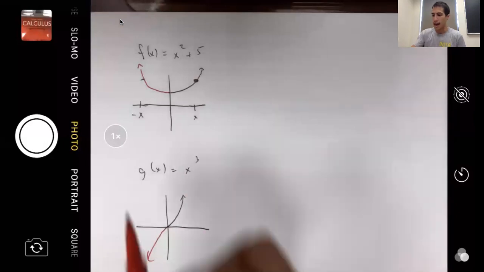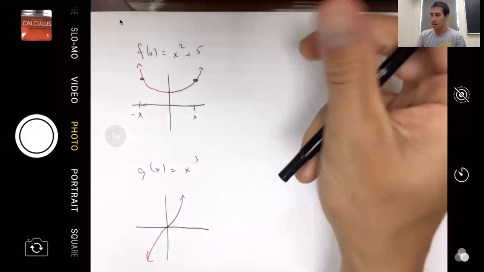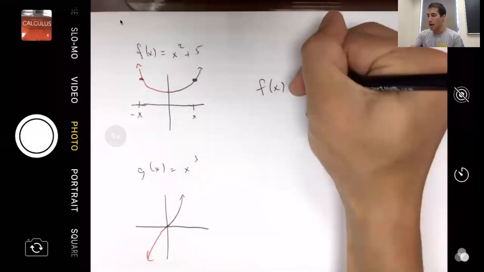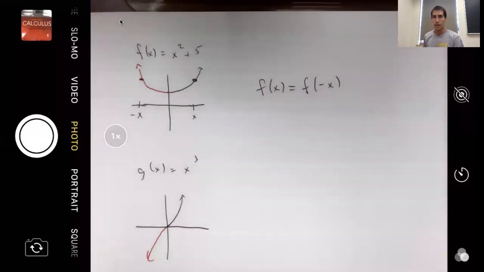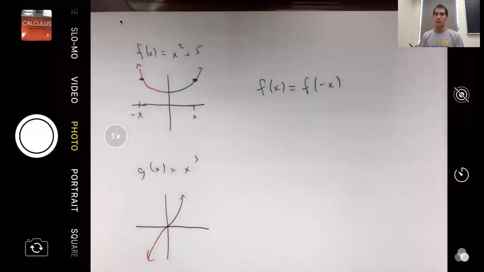So how do I say that in math notation? What that means is that if I evaluate f at x, it has the same y value as if I evaluate f at negative x. Now, a function having this property for all x, that is what it means for a function to be even. So a function is called even if for every x, this formula is true.